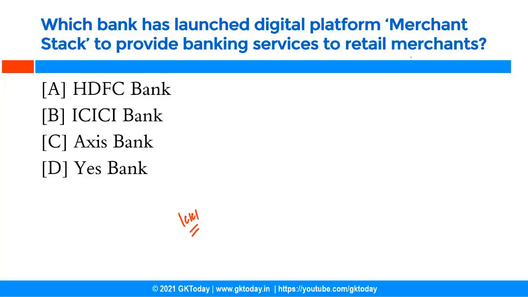It has launched this merchant stack to provide banking services to the retail merchants. The main features of this initiative include instant credit facilities, zero balance current account, and digital store management services to these retail merchants. Now please note that ICICI, HDFC and SBI, these three banks are given the status of DSIB. DSIB stands for Domestic Systemically Important Bank.